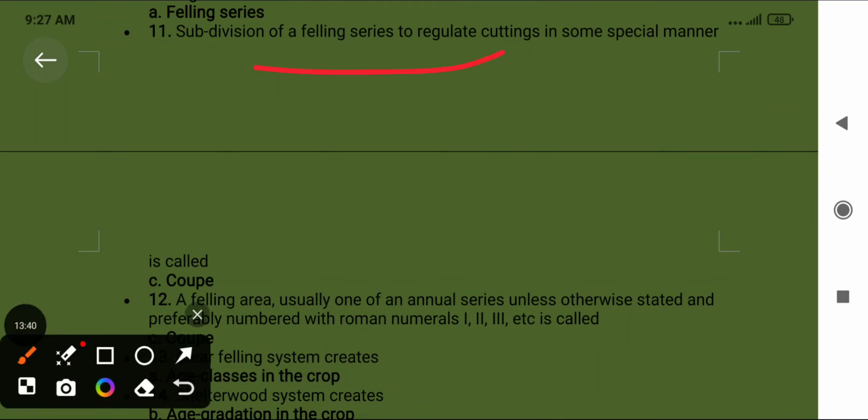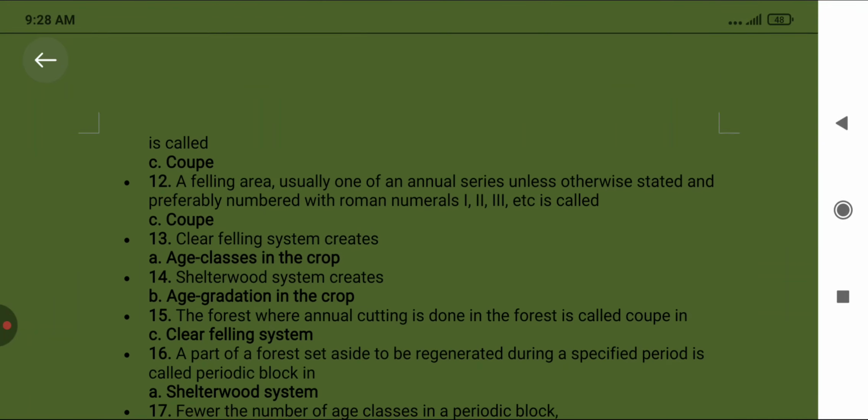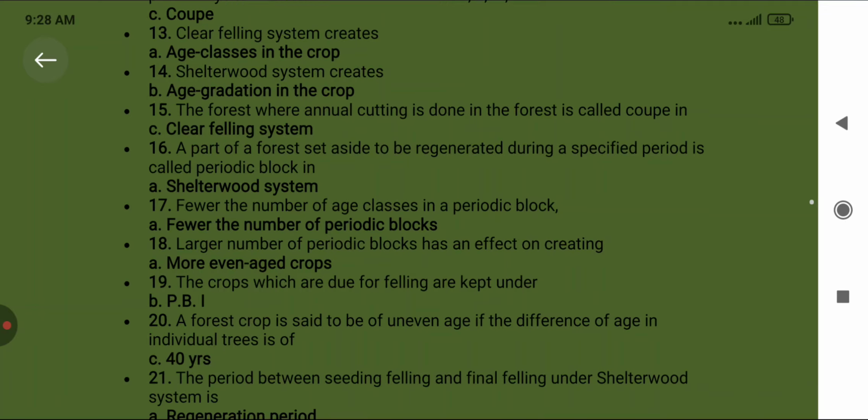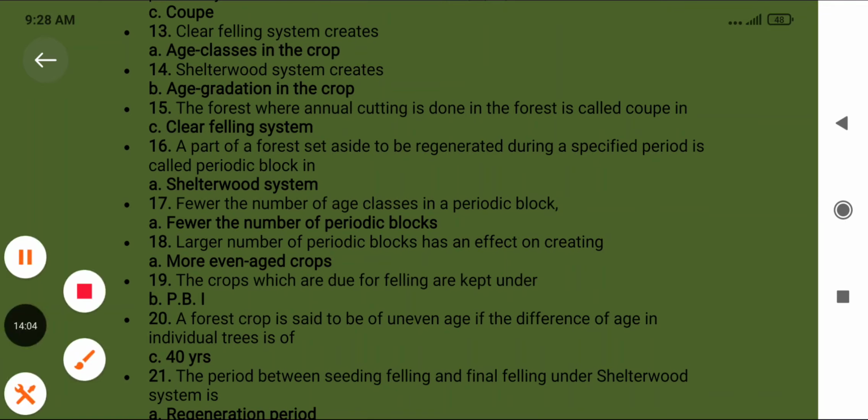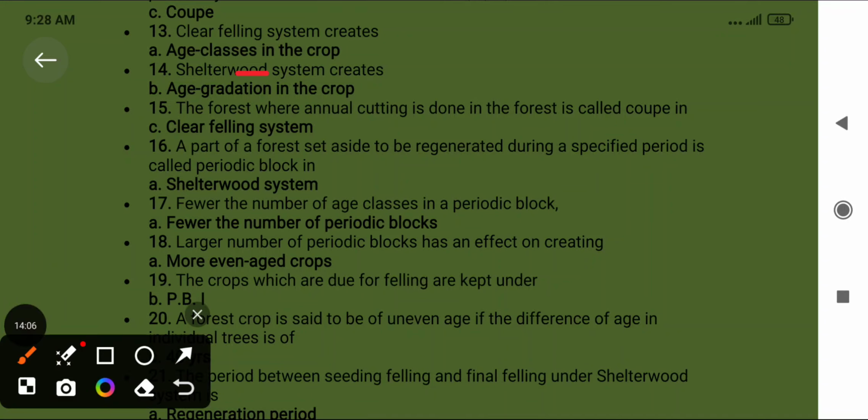A subdivision of the felling series to regulate cutting in some special manner is called a coupe. A felling area, usually one of an annual series unless otherwise stated, and preferably numbered with Roman numerals 1, 2, 3, is called a coupe. Clear felling system creates age classes in the crop, and shelterwood system creates age gradation in the crops. The forest where annual cutting is done is called a coupe.